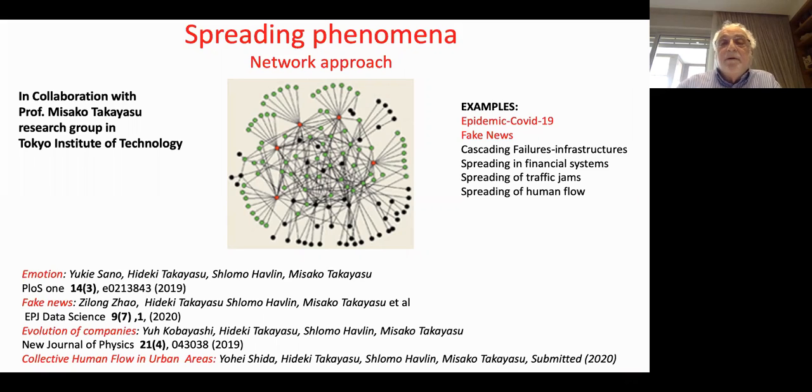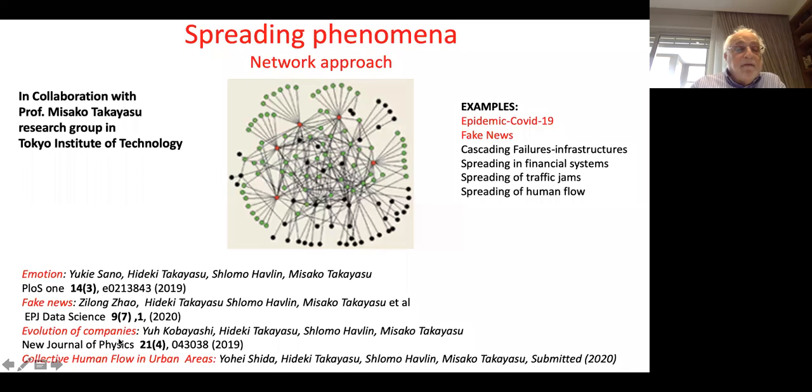And I will speak on a work that we also do together with Tokyo Institute of Technology. It is fake news. I will start with the fake news. And the point that I want to mention and emphasize is how to use networks, for example, to distinguish between real and fake news. The work is in collaboration with Professor Misako Takayasu's group in Tokyo Institute of Technology.